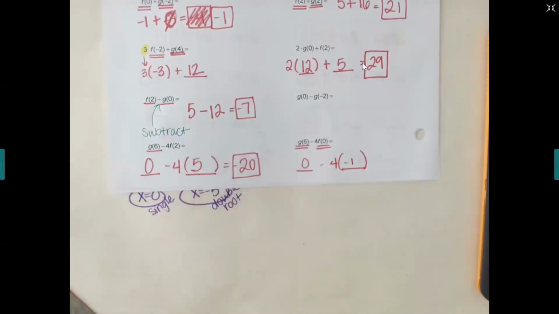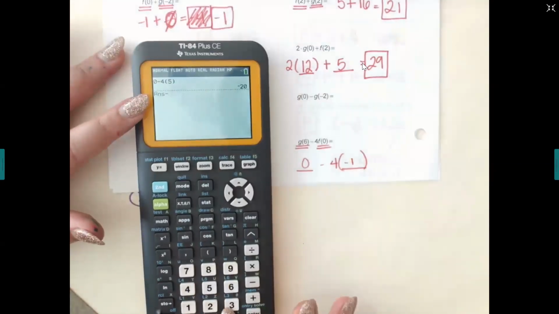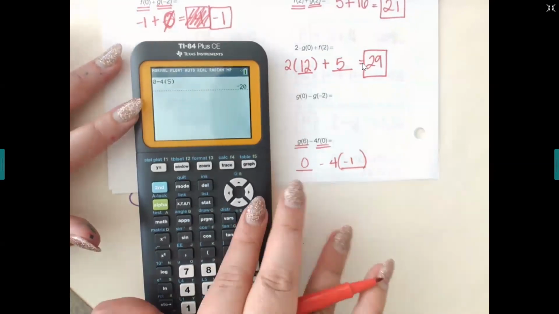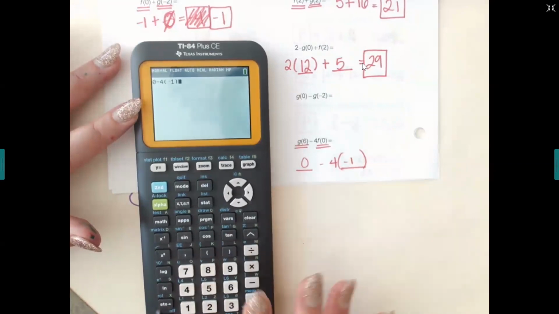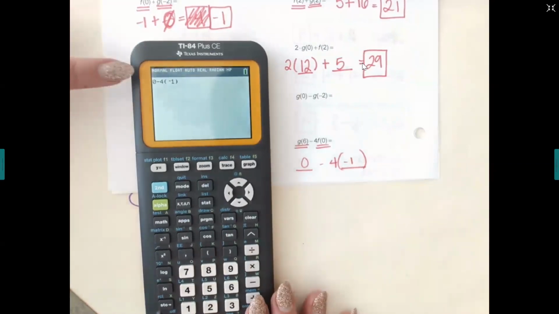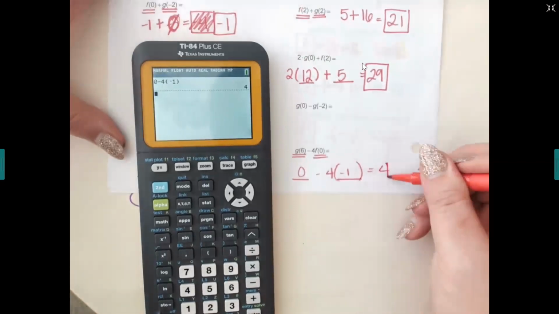Okay. Then from there, you're just going to put it in here. 0 minus 4, negative 1 in the parentheses. And my answer is 4.